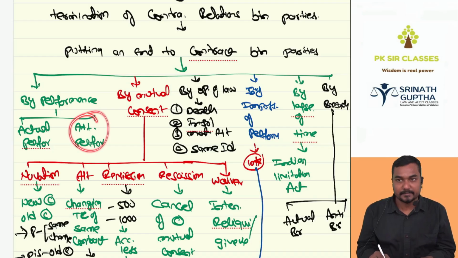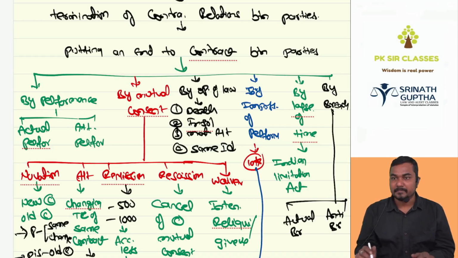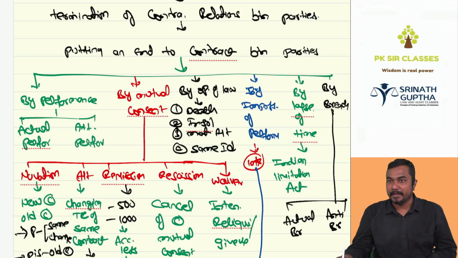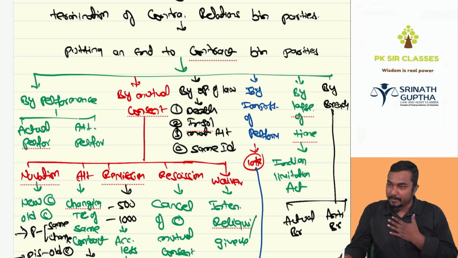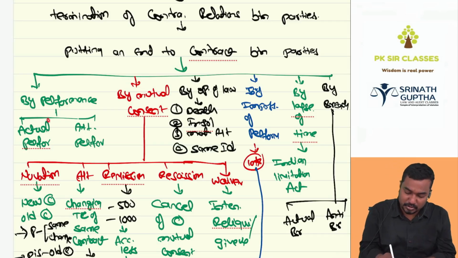The second one is a tender or attempted performance. I am supposed to give the car. I am trying to give the car, but you are not giving the money, not accepting the car. The person performing his promise can terminate the contract. Since I am performing my duty and you are not accepting, I can terminate the contract between you and me. So first, actual performance; second, attempted performance.